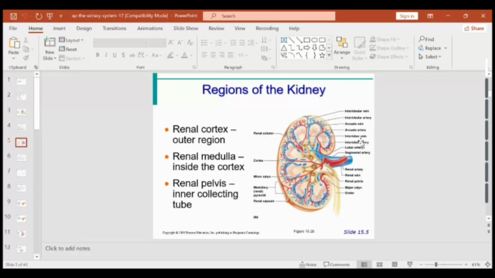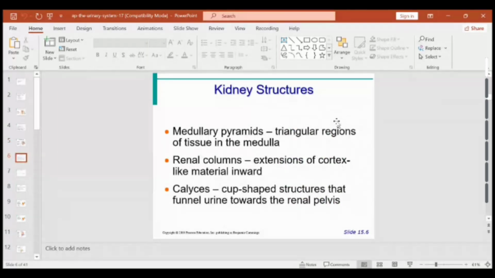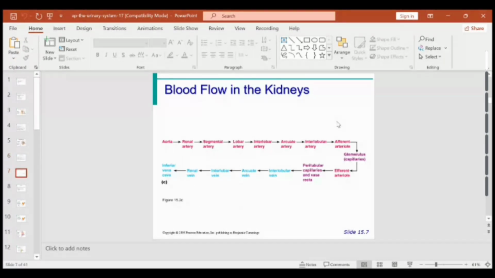Histologically, we can divide the kidney into a cortical region, which is the outer region, and an inner region that we call the medulla. And we have the calyces, which are just smaller spaces where the urine will be collected. We have the columns, which are simply extensions of the cortex and form cup-shaped structures together with the calyces, as seen in that diagram.